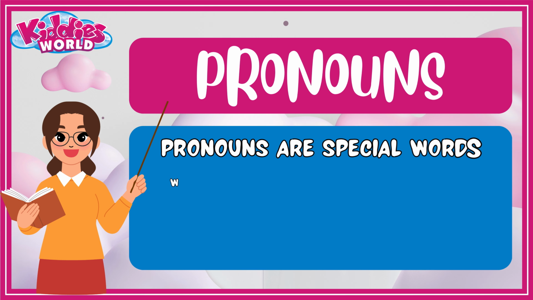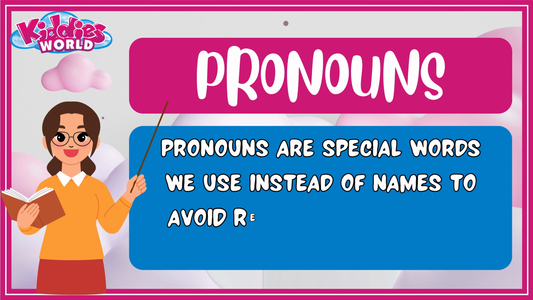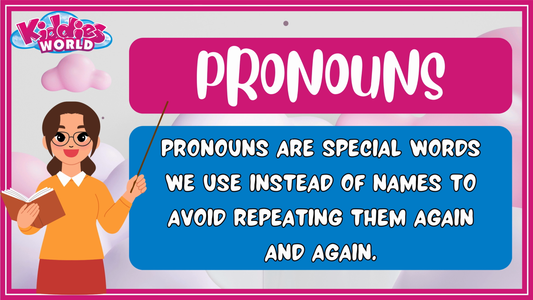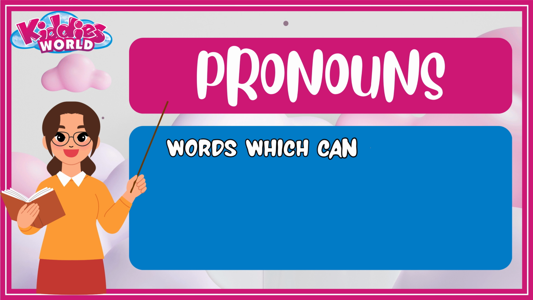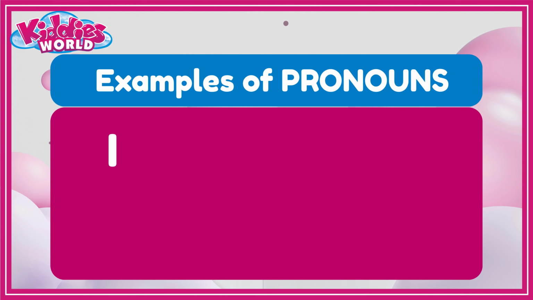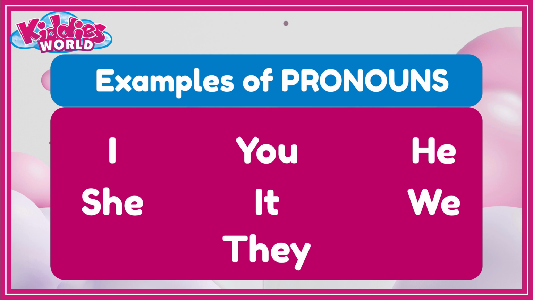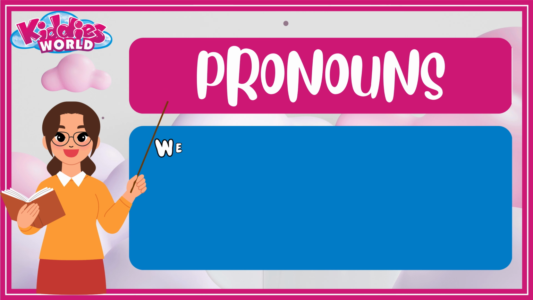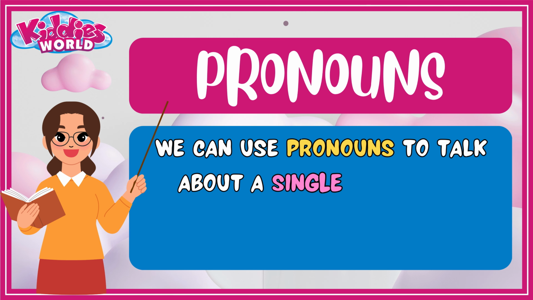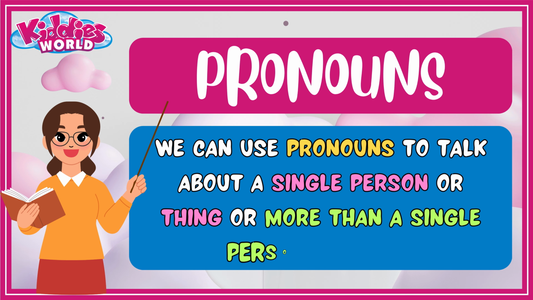Pronouns are special words we use instead of names to avoid repeating them again and again. Words which can be used in the place of nouns and noun expressions are called pronouns. Like I, you, he, she, it, we, they. We can use pronouns to talk about a single person or thing, or more than a single person or thing.